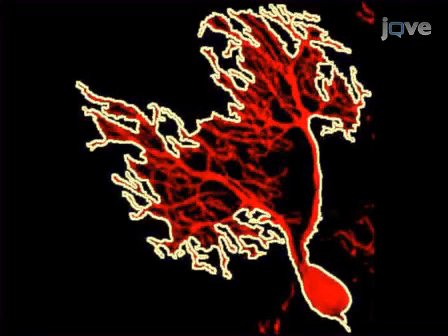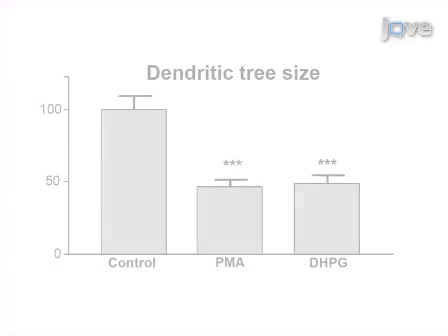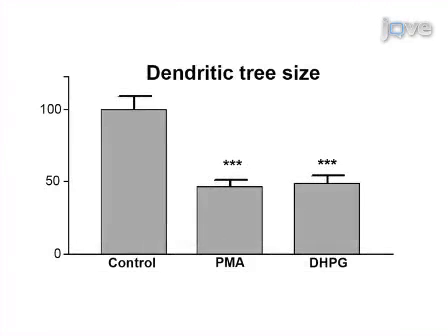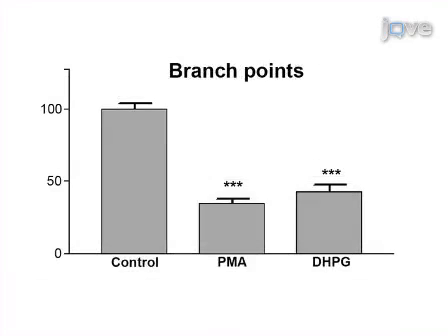Ultimately, results from fluorescence microscopy of the immunostained Purkinje cells and the quantitative evaluation of the size and branching of their dendritic tree show that activation of the neurotransmitter receptor, in particular mGlu1, profoundly affects Purkinje cell dendritic tree development.